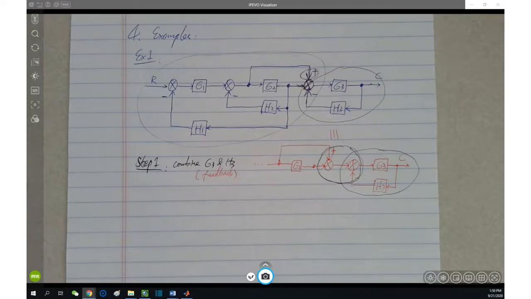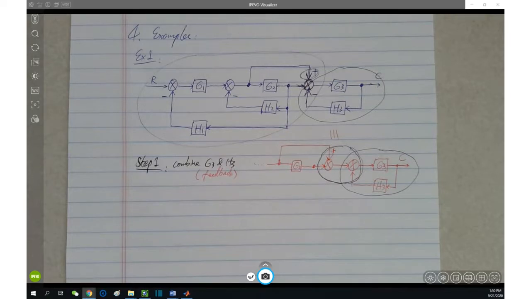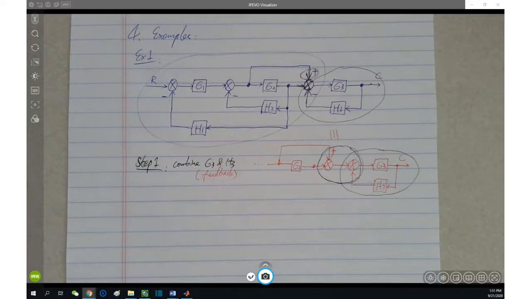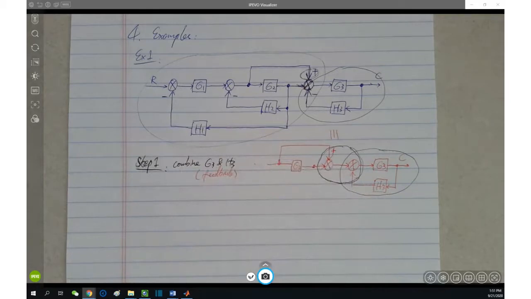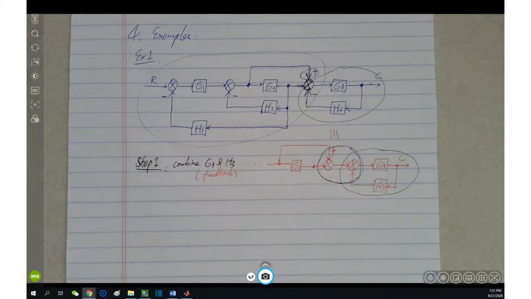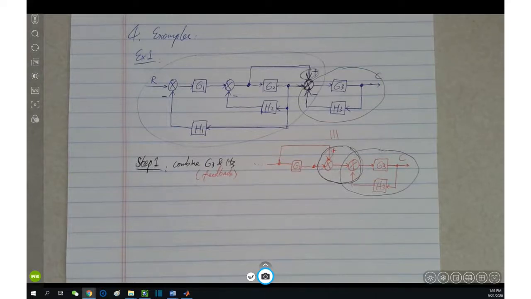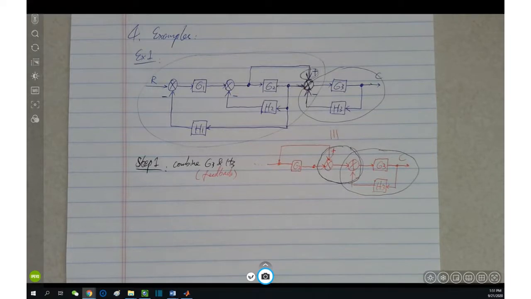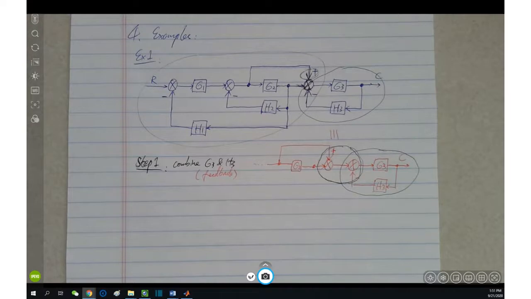Now, why are we doing such moving? To combine the next two summing junctions together? Yep, we can. After that moving, we can combine these two summing junctions. Good idea. Anyone has any other idea? Moving G1, yep, absolutely sounds reasonable. That's a good idea. Any other proposals?